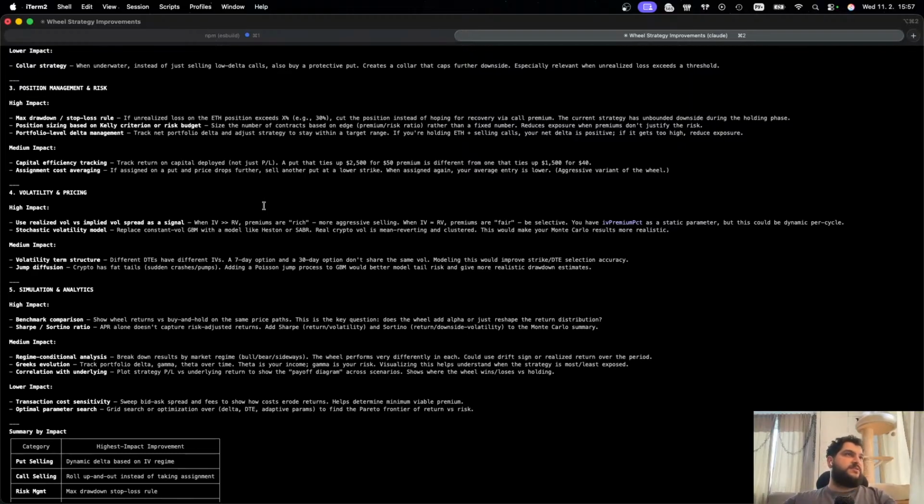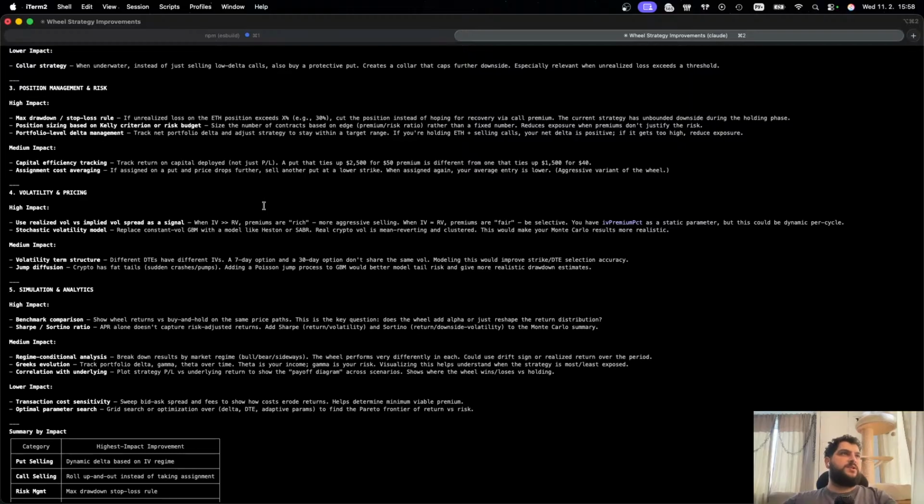Position sizing based on Kelly criterion or risk budget. Size the number of contracts based on edge, premium risk ratio rather than a fixed number. Reduces exposure when premiums don't justify the risk. I don't know.